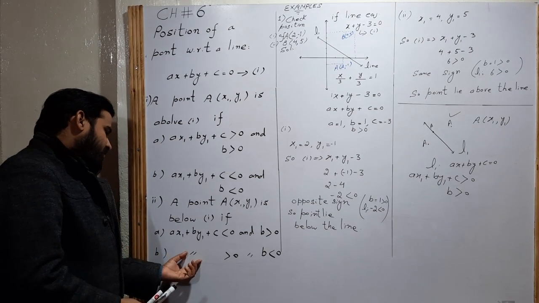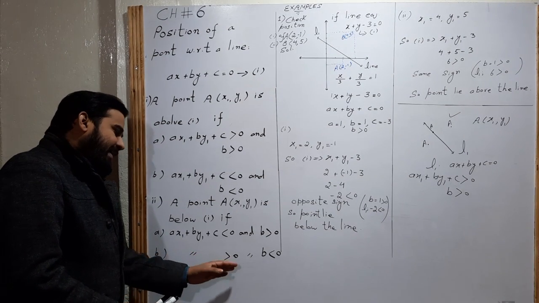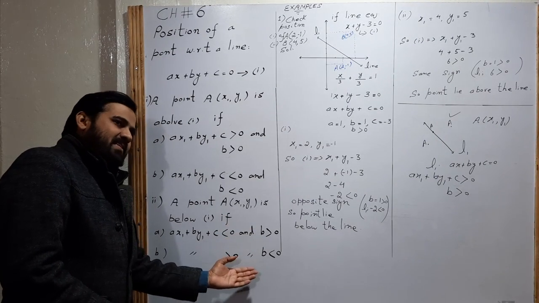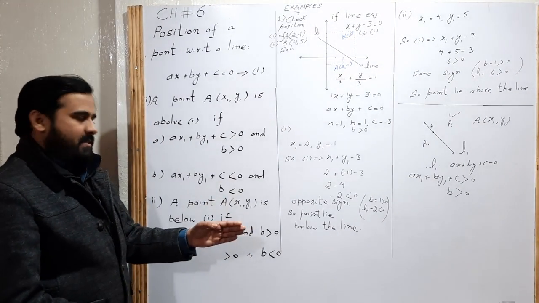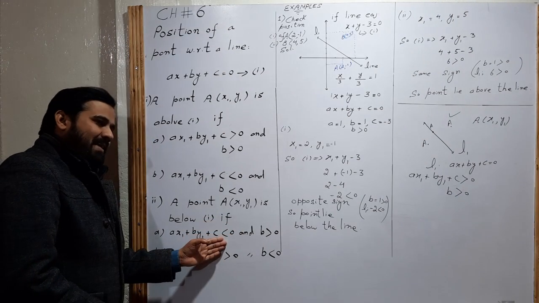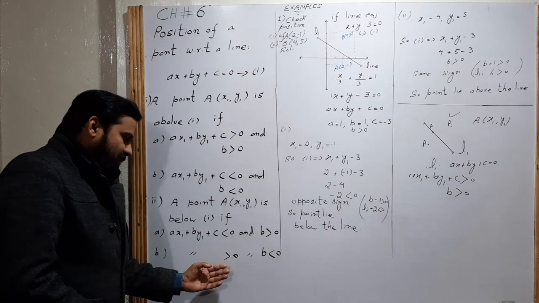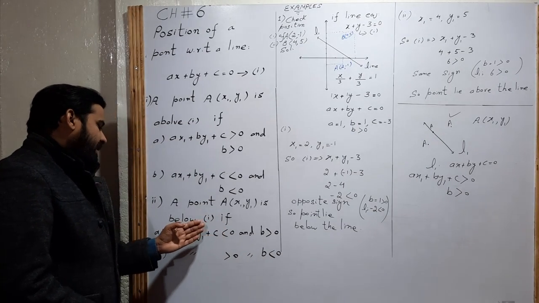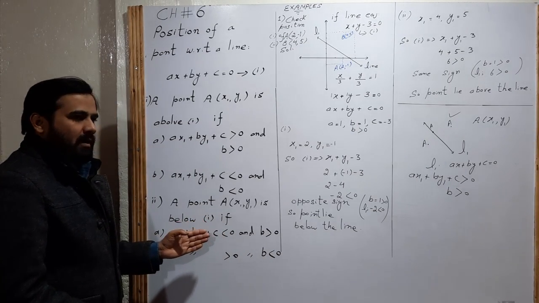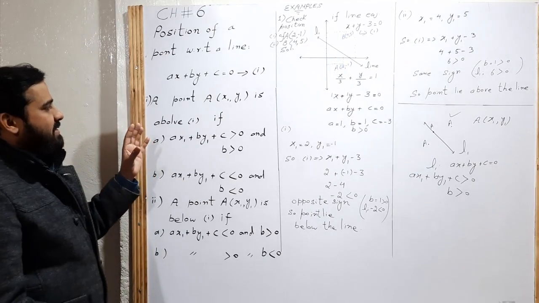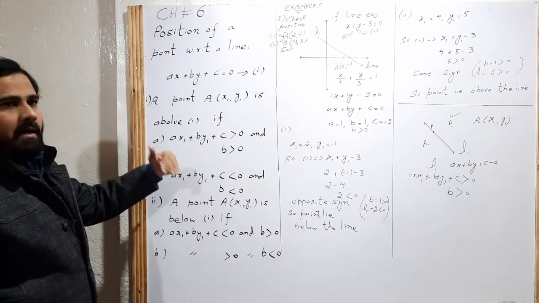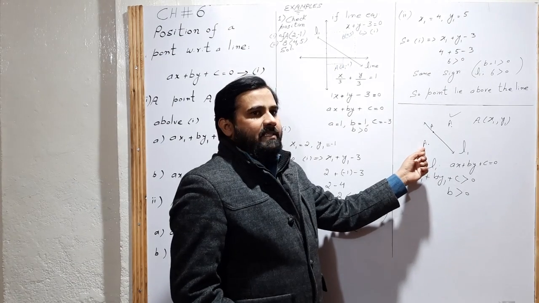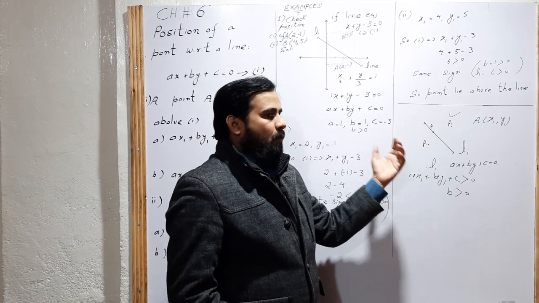If ax1 plus by1 plus c is greater than 0 and b is less than 0, it means that the signs are opposite. In both cases the signs are opposite, but there are two possibilities. This one is less than 0, this one is greater than 0, this one is greater than 0, and this is less than 0. So in this case the point lies below the line. So simply, if they have the same sign, then the point lies above the line. If both have opposite sign, then the point lies below the line.